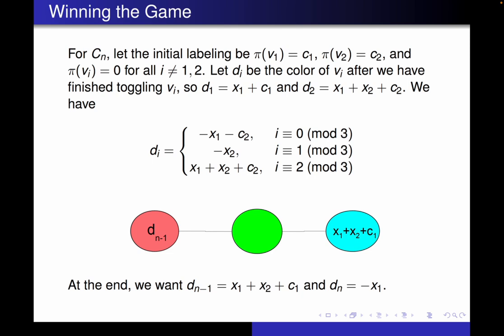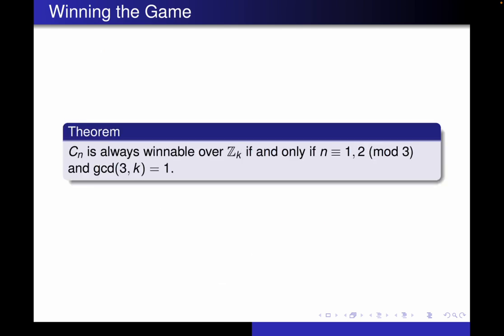We're going to end up having to solve a system of 2 equations and 2 unknowns. We can do that. That's just regular old linear algebra, easy linear algebra. And when we do, it ends up that the cycle graph is always winnable over Zk. In other words, we can always win the game precisely when n is congruent to 1 or 2 mod 3. And as it turns out, we've got to be careful about how many colors we have, because if the number of colors happens to be a multiple of 3, then it's not always winnable. So we might be able to lose if we have a multiple of 3. So we also have to make sure that the GCD of 3 and k is equal to 1.